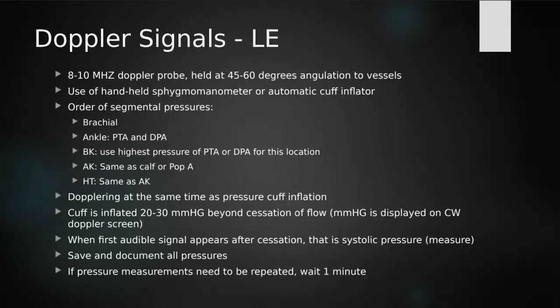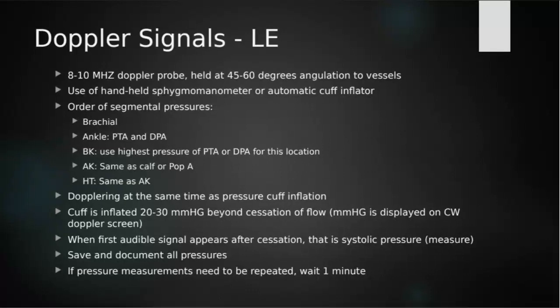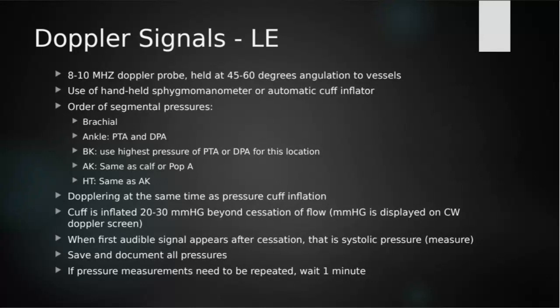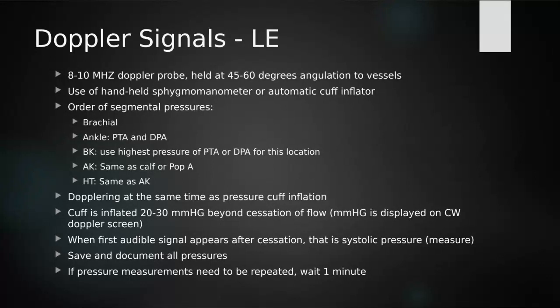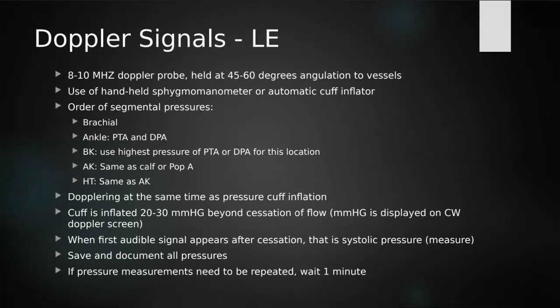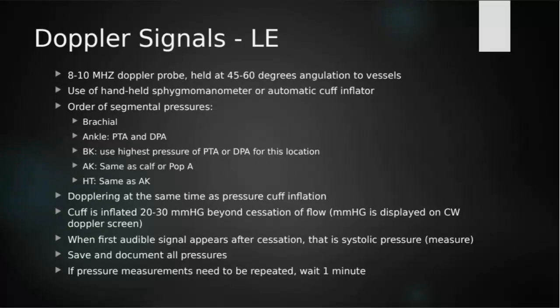Now, while we're inflating the cuffs, while pressure is being applied to those arteries, we're still Dopplering. So we found our artery, and usually it's going to be the PTA or the DPA. Some places will use the ATA, some places will use the peroneal. If you really can't find the DPA or the PTA, you can use those two, but we're usually going to be using the DPA or the PTA. While you find that artery, you're holding your probe there, you're telling your automatic cuff inflator to inflate. Say we're starting off at our ankle and we're inflating that ankle cuff. You're going to hear whoosh, whoosh, whoosh, whoosh. You're going to hear and see your normal arterial waveform.